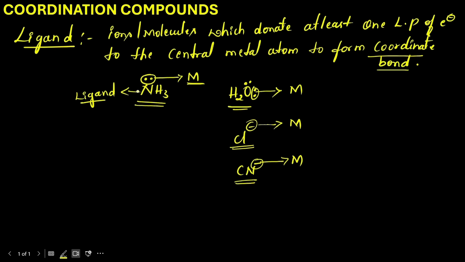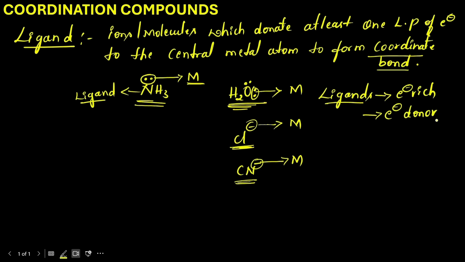And you can notice that NH3 has a lone pair of electrons, H2O has a lone pair of electrons, Cl has a negative charge and CN also has a negative charge. That means ligands are electron rich species. Since they are electron rich, they donate electrons, therefore they are electron donors. Since they donate electrons, they also act as nucleophiles.